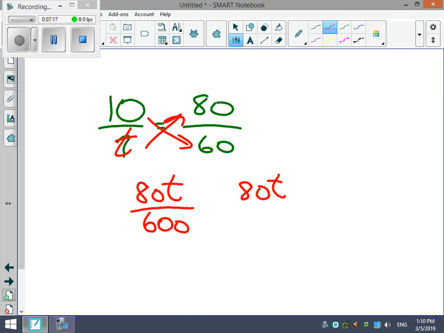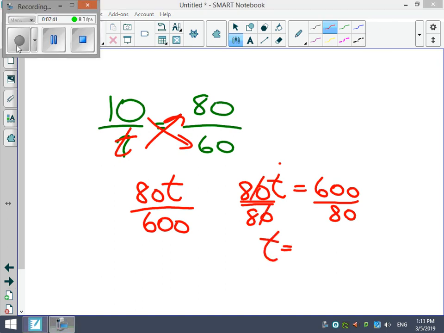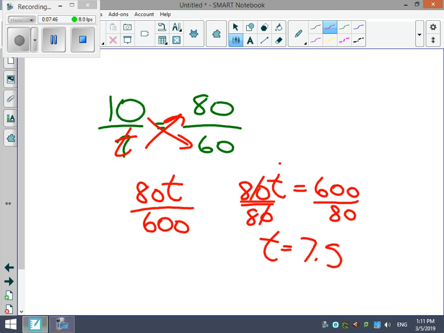So when you do it that way, we actually write it out like so that we can solve it like an algebraic equation. And all we're going to do is we have to get rid of that 80. We have to solve for just 1t. In order to do that, we do the opposite operation. There's 80 t's there, so we have to divide by 80. And we divide that by 80. And t is going to equal 7.5.